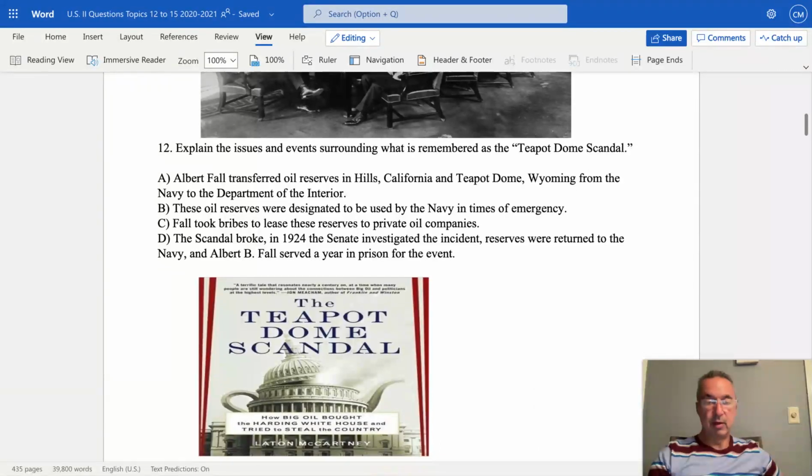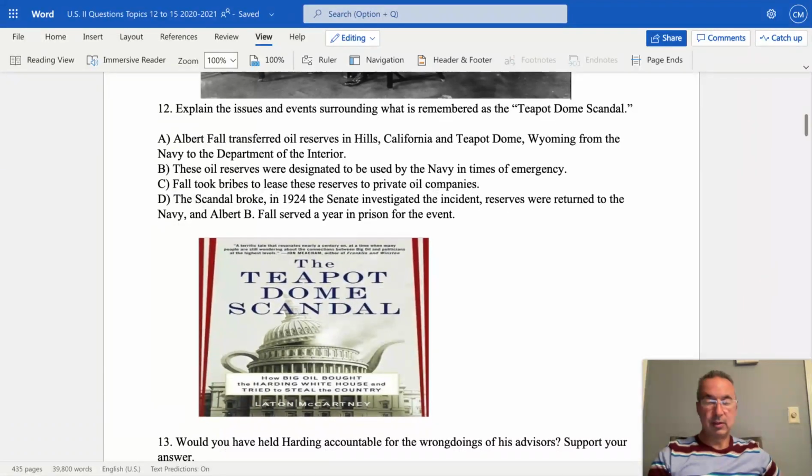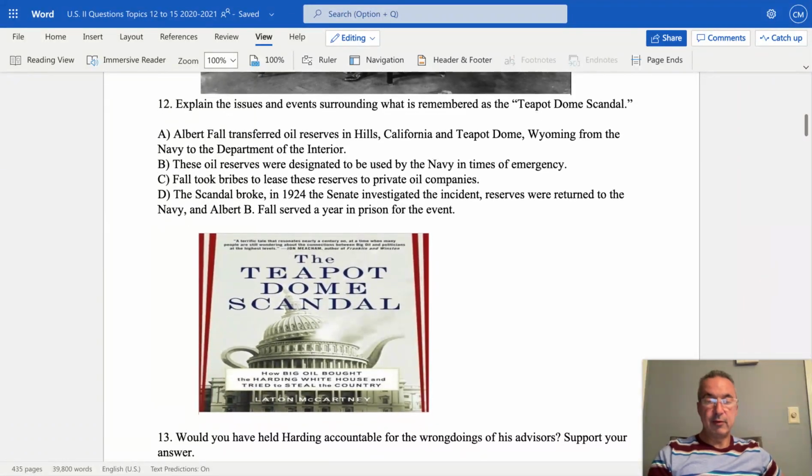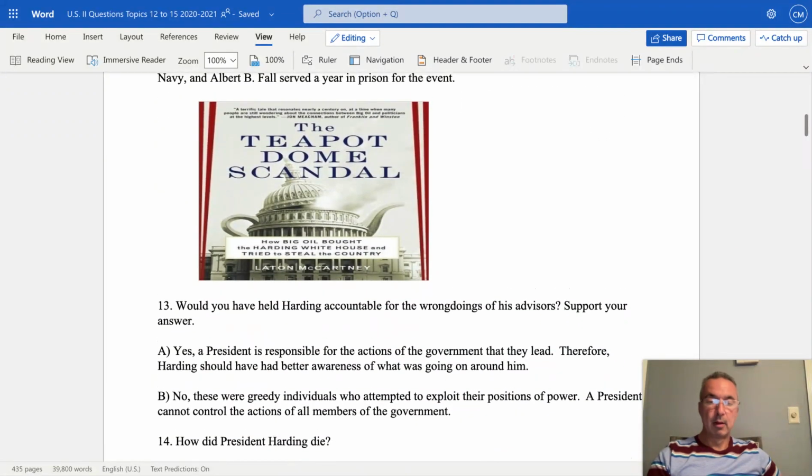Harding, we're going to see, passes away before he's really prosecuted for any of his doings in the Teapot Dome scandal. So 13 is kind of your own opinion. Would you hold Harding accountable for the wrongdoings of his advisors, not just Albert Fall, but all the other ones we had mentioned previously? There's two ways to kind of look at it.